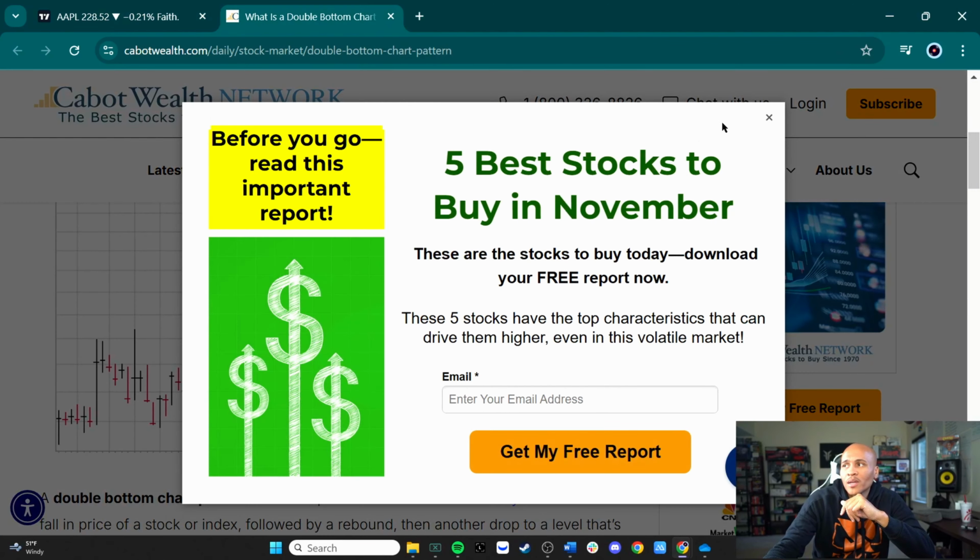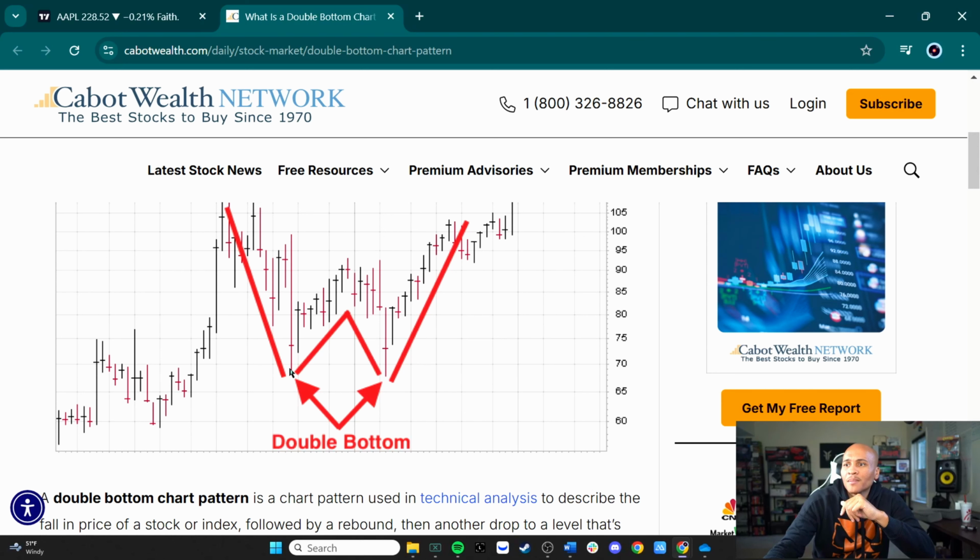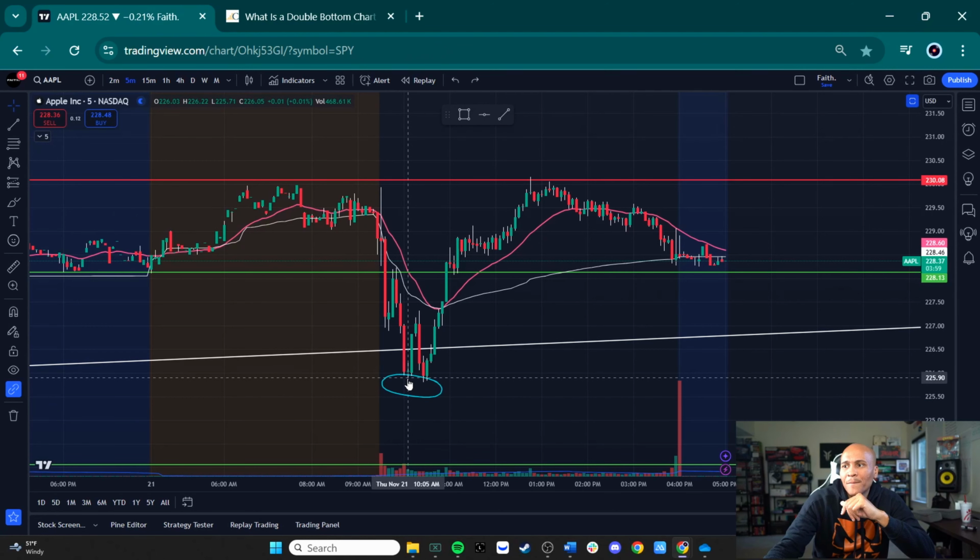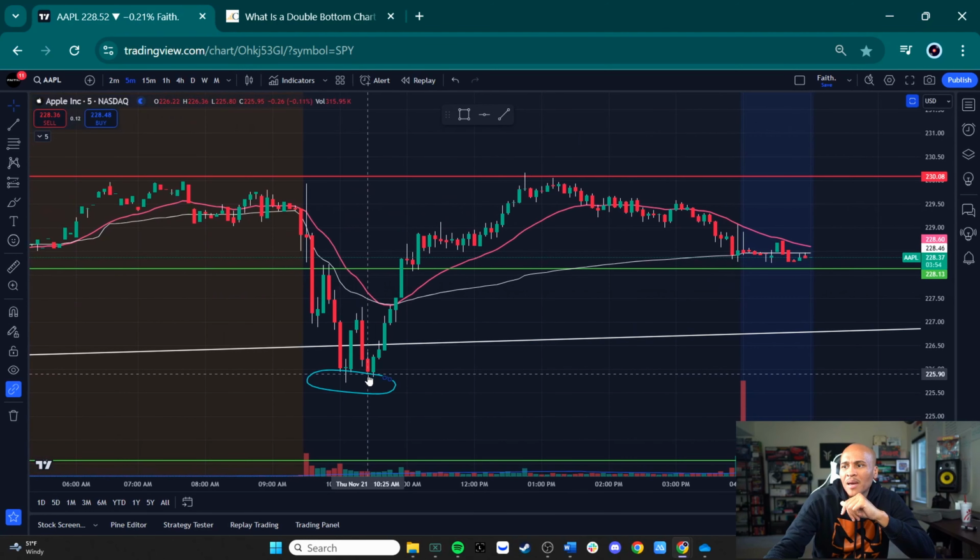So you could have looked at the double bottom: touch support, rose, touch support again. You could have bought calls somewhere in here once you started to see continuation, right? Same here, rose, and again. That would be a second touch of support, and it started to gain momentum because a bunch of buyers stepped in here and started to buy the stock up. It went from what, 226 all the way to 228.